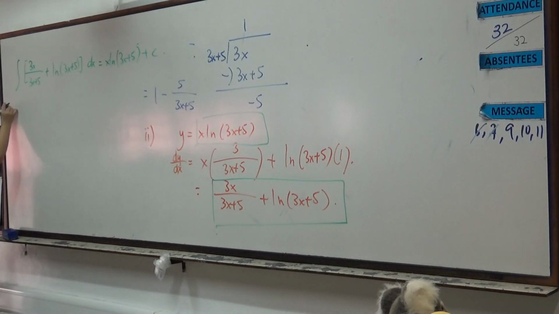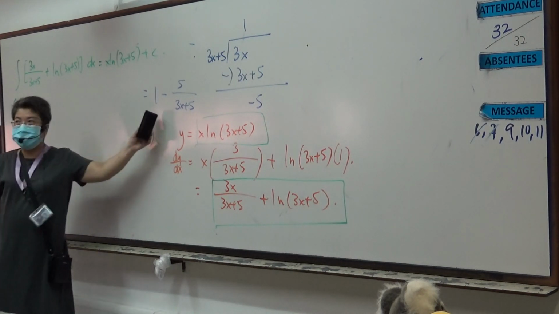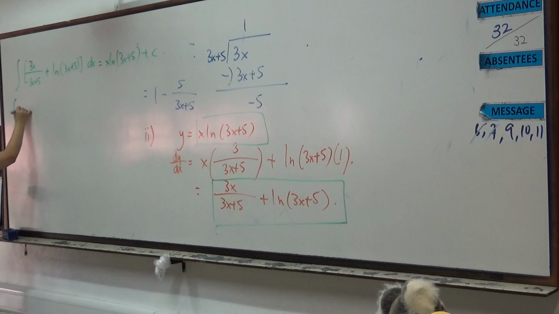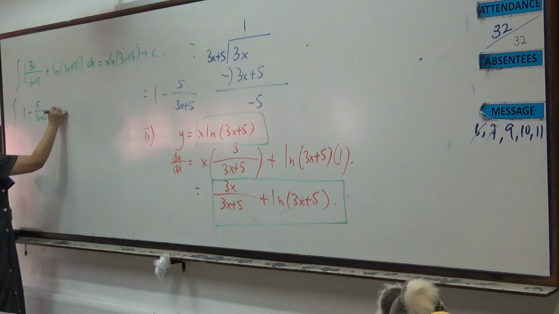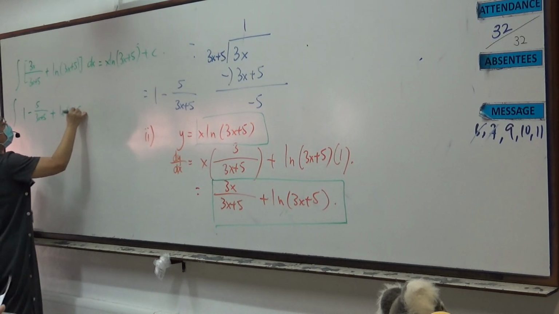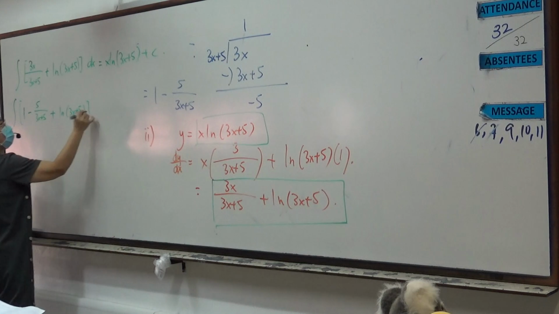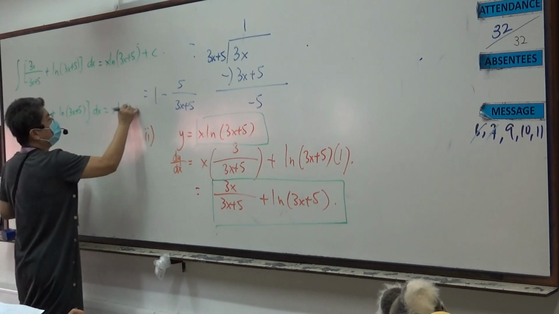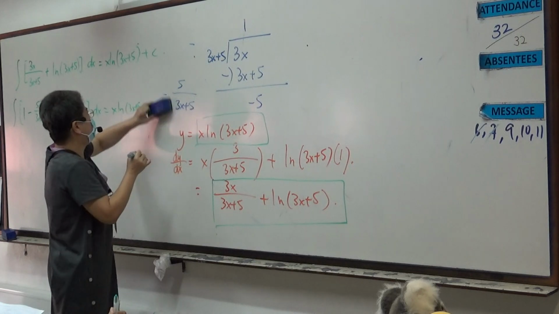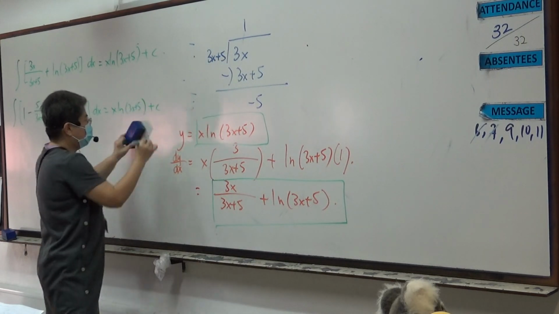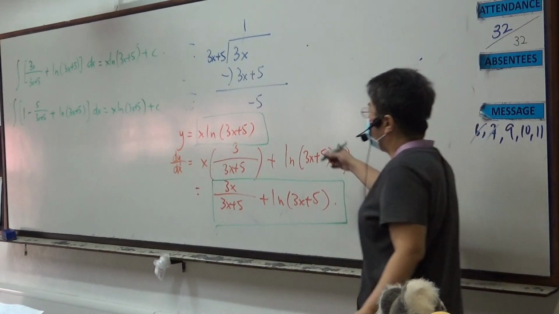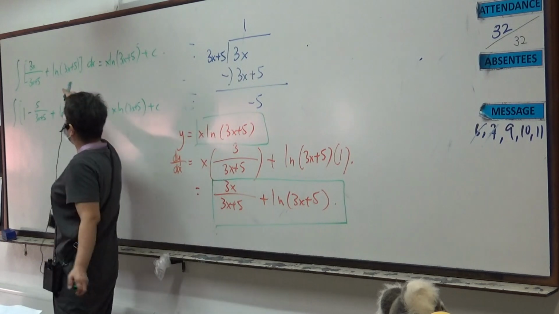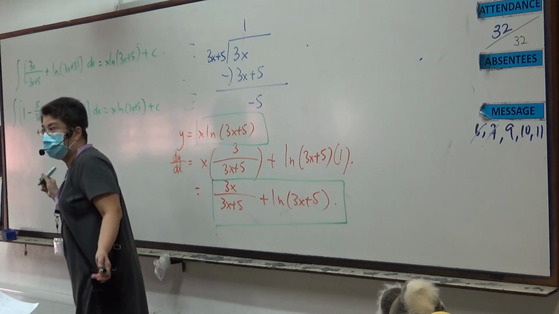But this one means I integrate this one, right? I integrate 1 minus 5 over 3x plus 5 plus ln 3x plus 5. The whole thing, correct? According to my, just now, I put it in terms of 1 minus. Now, do you agree this is equivalent to this? This is the same.